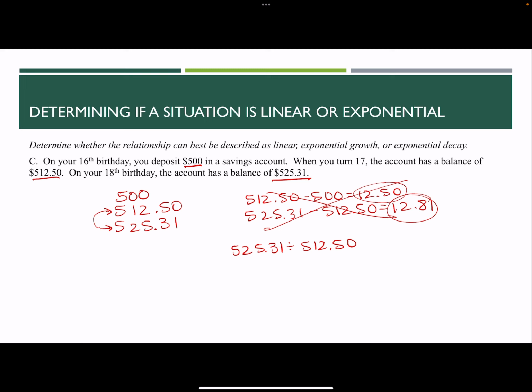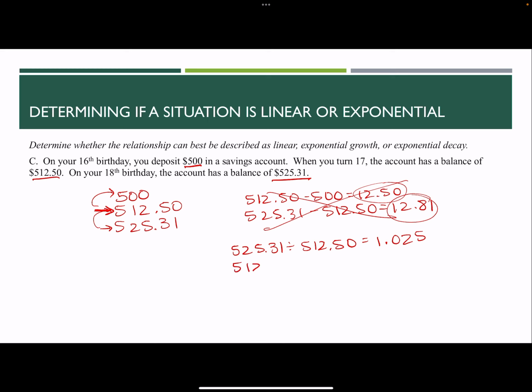525.31 divided by 512.5. And I get 1.025 if I round, because it's 1.0249, right? Now I'm going to take this value that we just looked at and divide by its previous value.